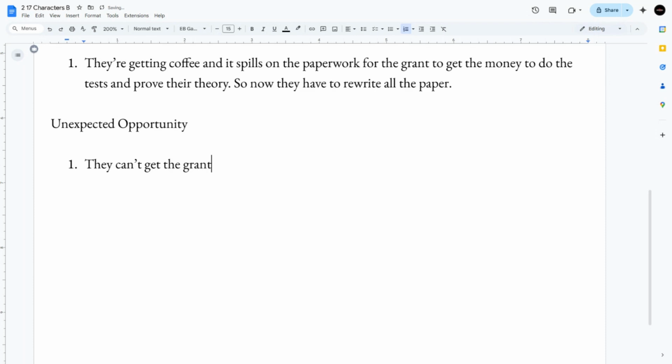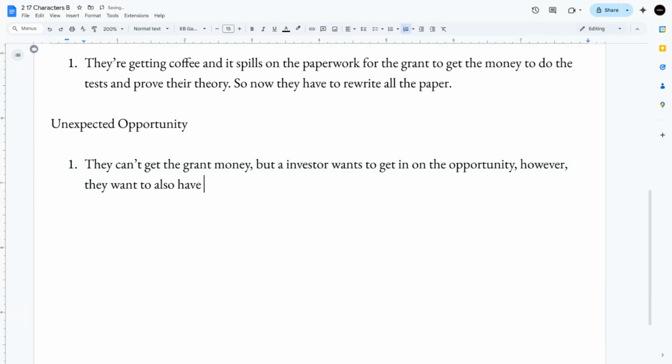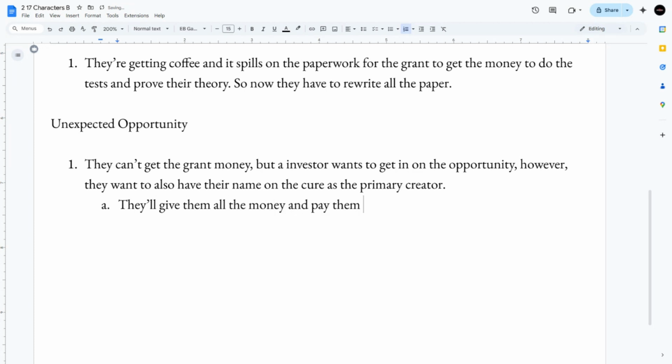they can't get the grant money, but an investor wants to get in on the opportunity. However, they want to also have their name on the cure as the primary creator. So, and in this, let's see, they'll give them all the money and pay them a large sum in revenue returns, right? Or back end.